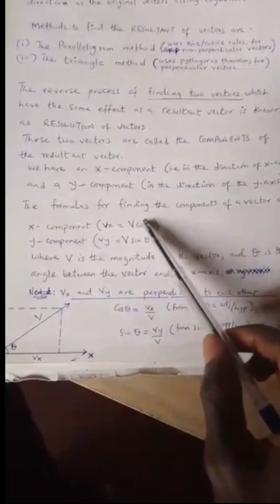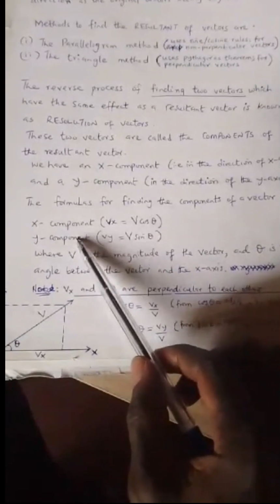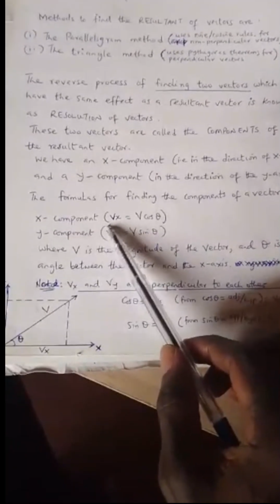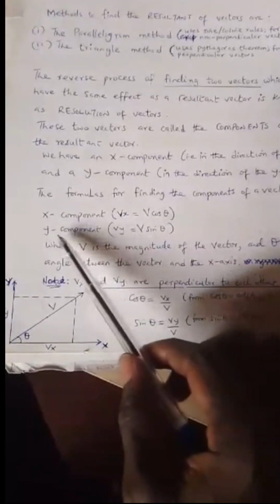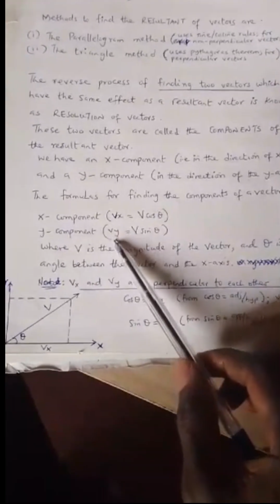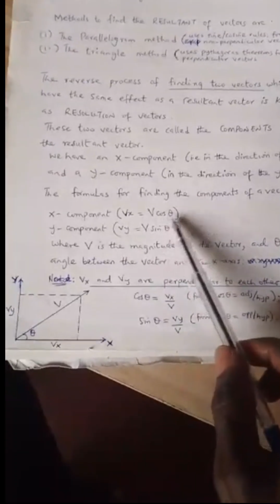The formulas for finding the components of a vector are the x component. The x component is represented as Vx, V sub x, and is equal to V cos theta, while the y component is Vy and is equal to V sin theta. Where do we get all these values from?